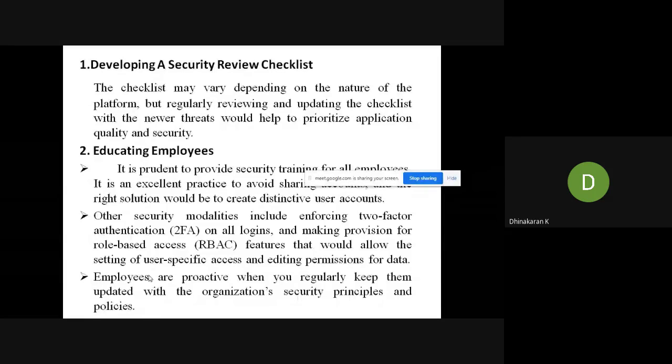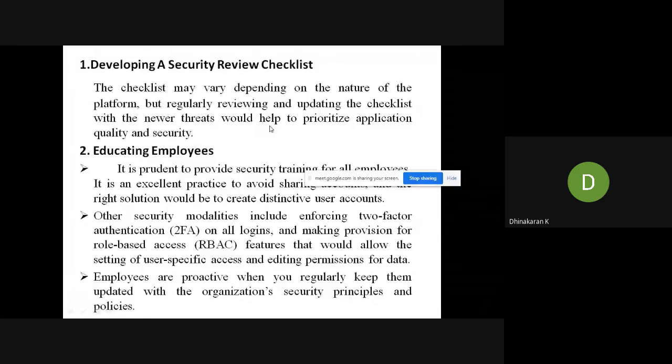I need a checklist to check all my data and everything. For example, for the data side, application side, platform side, infrastructure side, and network side, whether I have given protection or not. So I need to prepare the checklist. But regularly reviewing and updating the checklist with the newer threats would help to prioritize application security quickly and securely. That is the first solution.